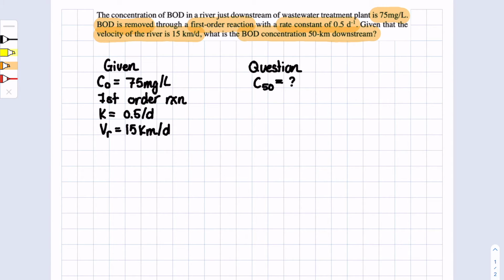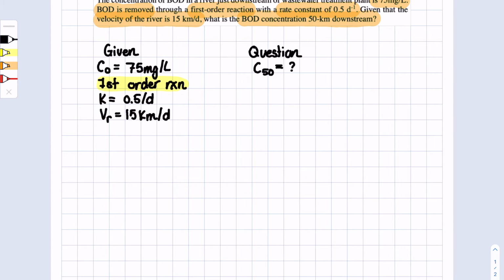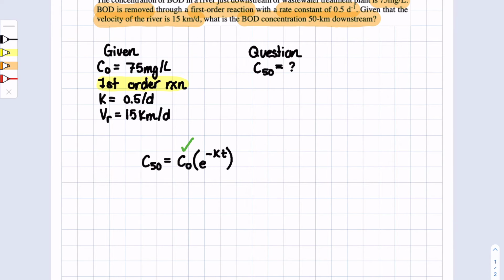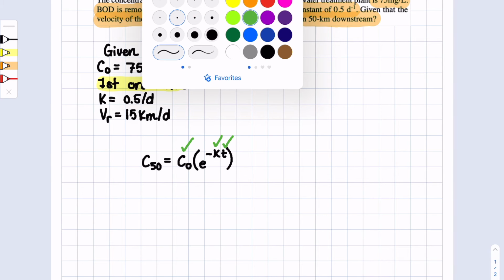So, since we know that it is a first order reaction, we are allowed to use our first order reaction equation, which is our concentration at 50 is equal to our initial concentration multiplied by e to the power of negative rate constant multiplied by time. So if we look at this here, we have our initial concentration, we have our rate constant, and we have our time. We'll just have to work a little bit for it.